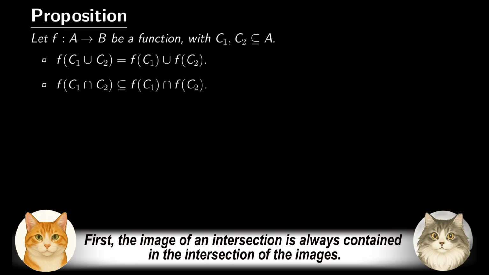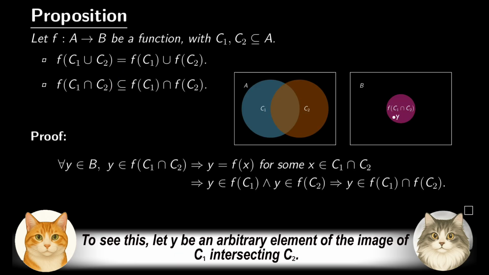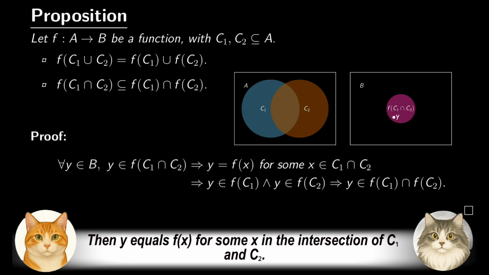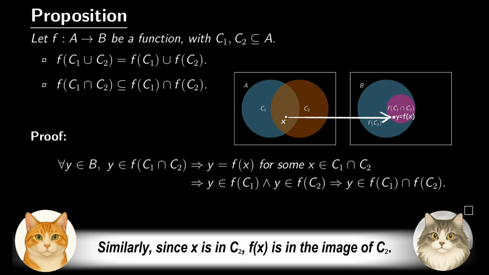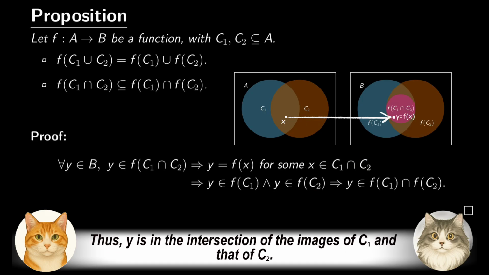First, the image of an intersection is always contained in the intersection of the images. To see this, let y be an arbitrary element of the image of C1 intersect C2. Then y equals f(x) for some x in the intersection of C1 and C2. Since x is in C1, f(x) is in the image of C1. Similarly, since x is in C2, f(x) is in the image of C2. Thus y is in the intersection of the images of C1 and C2.